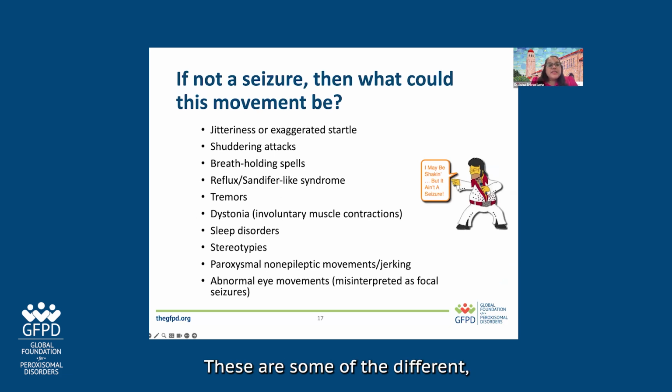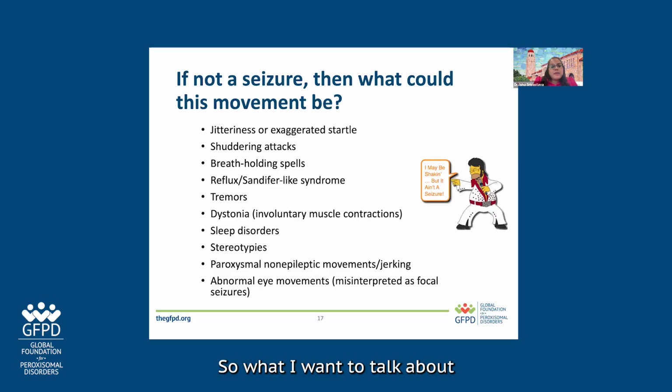These are some of the different categories or examples of movements that can sometimes be confused for seizures, but are not seizures. A couple that I want to draw your attention to include reflux or something called Sandifer syndrome, which is when you have reflux and you make this back arching movement, which can often be confused for a seizure. Tremors, which can involve one or multiple parts of the body. Dystonia, or involuntary muscle contractions, where your arms or legs may get stuck in a position, can sometimes be confused for seizures.